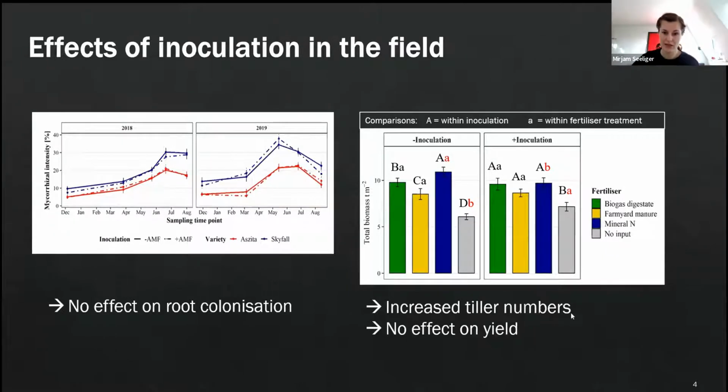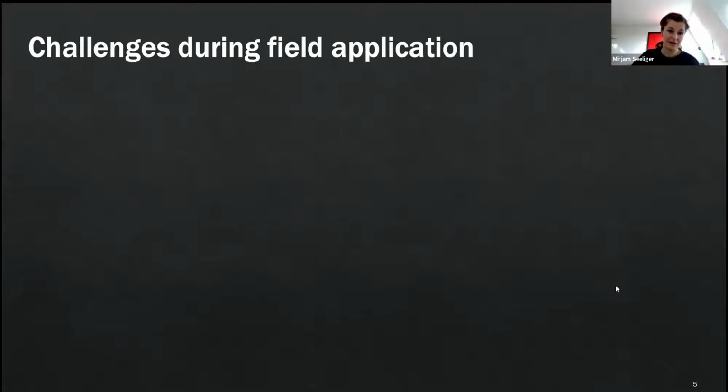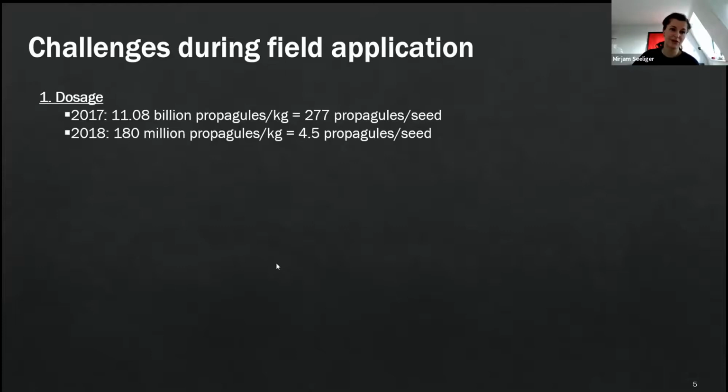So when we look at this figure here, we really talk about straw biomass, and that's mostly because of tiller numbers. These were the only effects we found with the inoculum in the field. There were quite some challenges that we realized during the field application, but also afterwards.